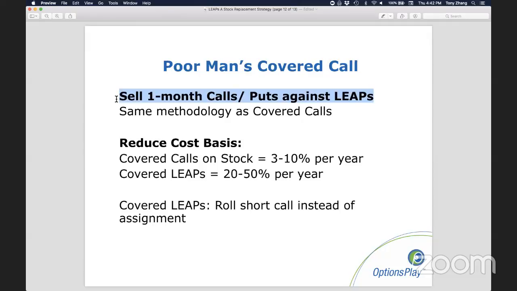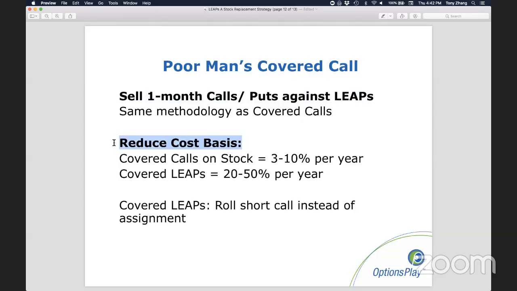And in this case, instead of long stock, you're just replacing that with a long call. It's the same methodology as covered calls, meaning the same way you find your covered call expirations and strike prices, you apply the exact same methodology to selling covered leaps. And again, the overall goal here is to reduce the cost basis of the leap that you own.